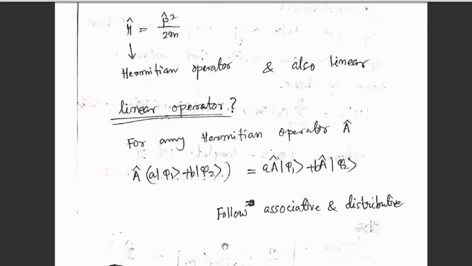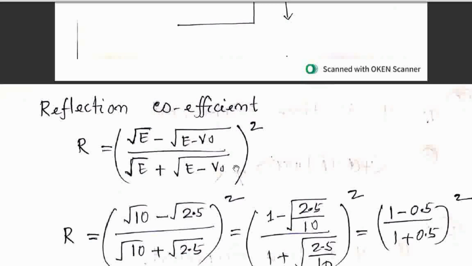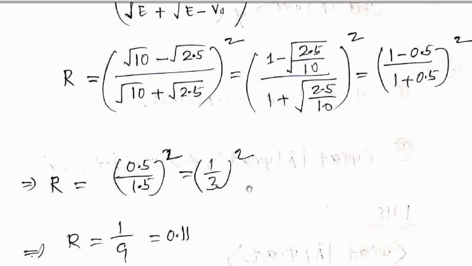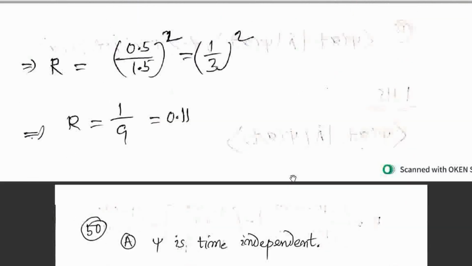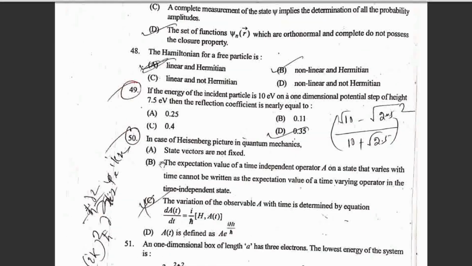So what we have to do is just apply the reflection coefficient formula. Okay, this is the formula, and you put in all those values and get the answer, and the answer is 0.11. Now coming to question number 50, the question has stated that in the case of the Heisenberg picture in quantum mechanics, we have to choose the correct one. Okay, the states are not fixed.